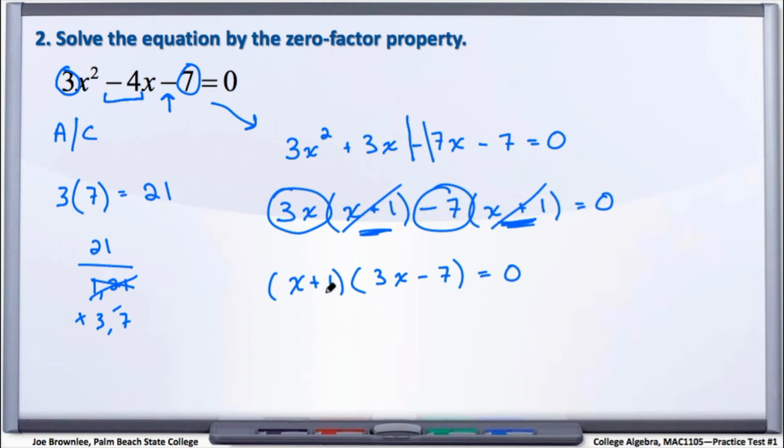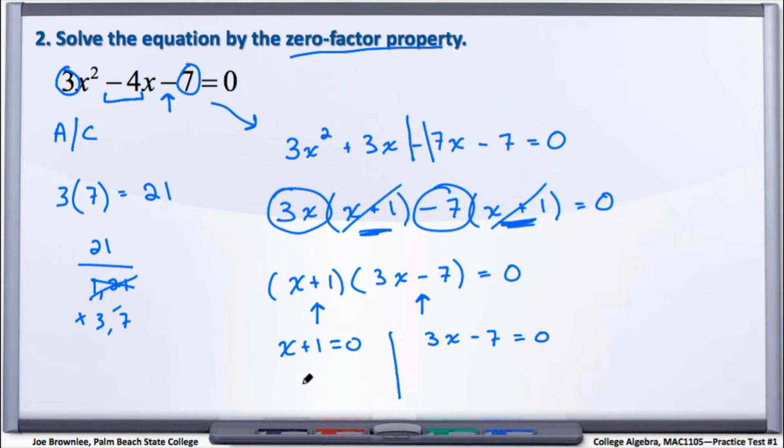And so there we go. If we want to double check that we factored correctly, we could of course FOIL these binomials together, and we should wind up back with what we started with, and indeed we do, but I'm not going to go through that process. We're told to use the zero factor property, and now that we have the two factors that make up the original trinomial, we can set each factor independently to 0 and solve. So let's see. We have x plus 1 equals 0, and we'll have 3x minus 7 equals 0.